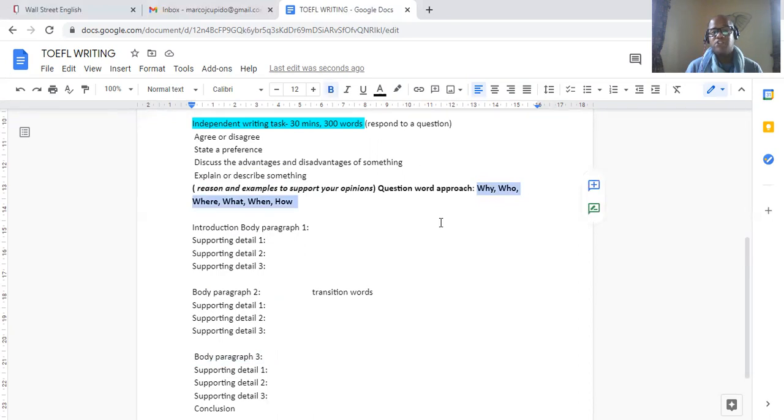And then again, guys, with each of those, for example, let's use the pollution. Why do we have pollution? Who pollutes? Where does the pollution take place? What? When does it take place? And how can we maybe stop it? That is a way in which you make sure that you generate enough information to present your 300 words. When you have your question word approach, it makes sure that you do not miss anything. That is what's very important.